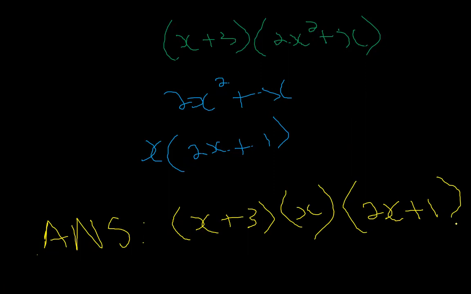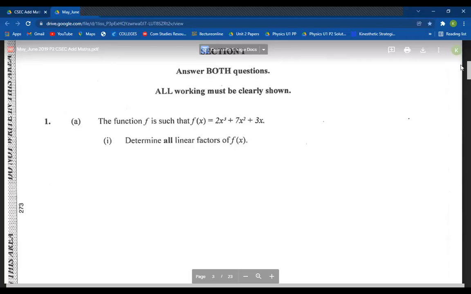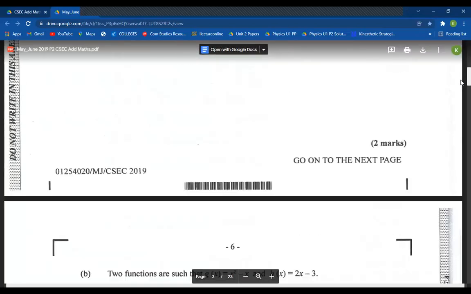So, everybody good? Yes, miss. Okay. What was the other part of the question? So this one, they asked for all the linear factors. Those were your 3 factors. How many marks?